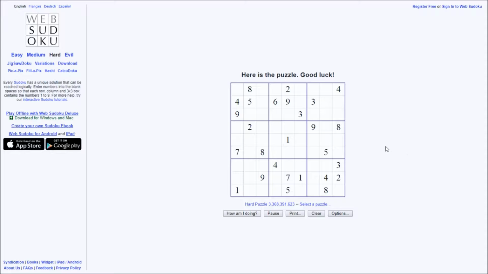So, Sudoku is a game, and in this game, as it actually says in the description here, every Sudoku has a unique solution that can be reached logically. Enter numbers into the blank spaces so that each row, that is to say, moving side to side in this direction, and each column, that is to say, moving up and down in this direction, and 3x3 box, which are delineated by the thicker lines, contains the numbers 1 through 9. For more help, try our interactive Sudoku tutorials.